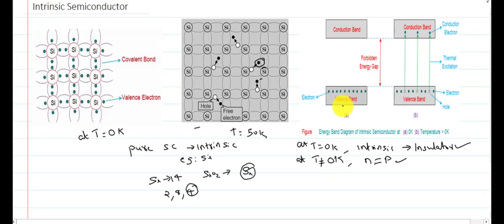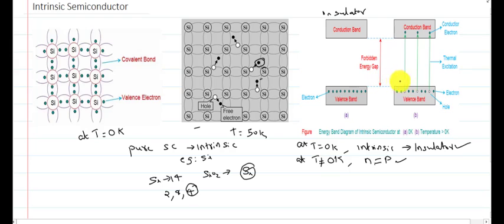So we know that at T equal to 0 Kelvin, it will act as an insulator. At T equal to 0 Kelvin, the valence band will normally be filled with electrons and the conduction band is empty. The electrons from the valence band cannot excite to the conduction band. So if you look at the structure, you can see there will not be any free electrons in the conduction band. So at T equal to 0 Kelvin, this will be an insulator.